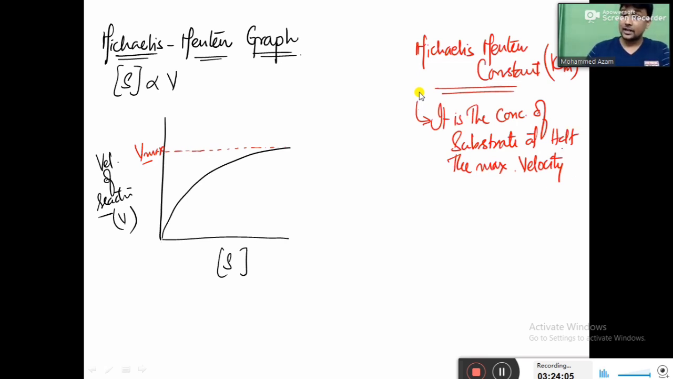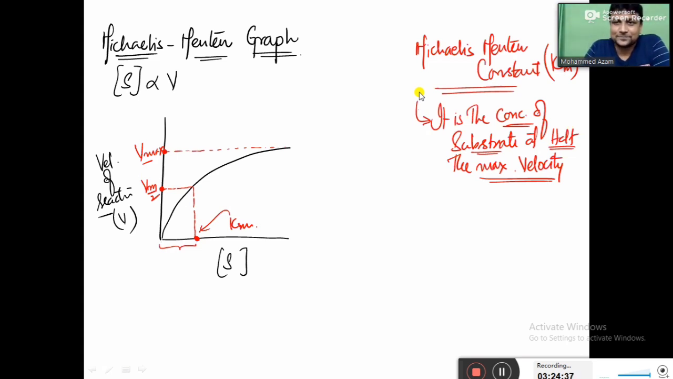What is the condition given? Half of the maximum velocity. Okay. Maximum velocity is here. Half of the maximum velocity is somewhere in the middle here, that is Vmax by 2. At half of the maximum, it is the concentration of substrate only. So from here, we go to the concentration of substrate. So this concentration of substrate itself is known as what? Km. Okay, that's all. It's so simple.